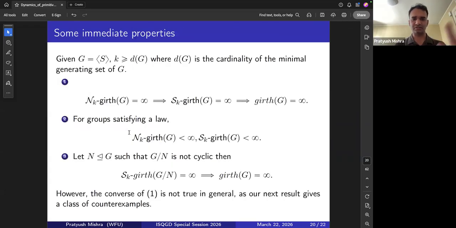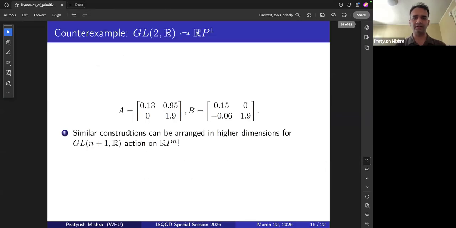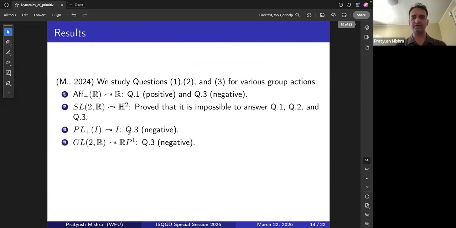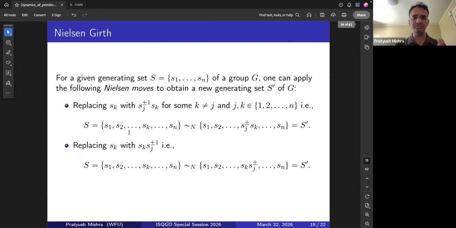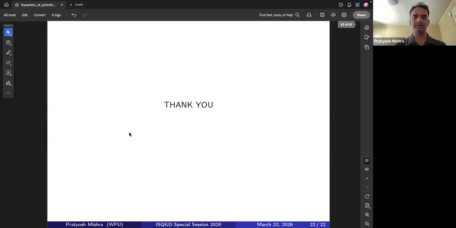I don't want to spend more time here, of course, because of the technicalities, but I'll be happy to answer any question. This was the main striking counterexample that we came up with in the paper: a class of groups that has finite Nelson girth, but the girth of the whole group is infinite. Now, one may ask where this relates to what we have been doing about group actions. It turns out that the tools we use are similar in obtaining such group theoretic results as well.